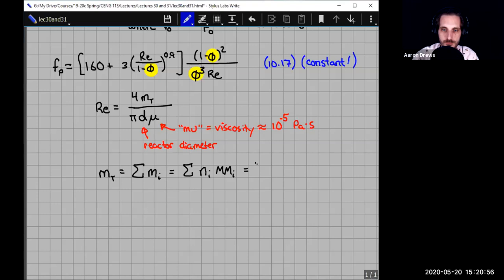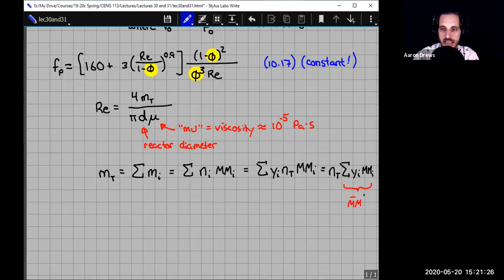And then the mass flow of any component I is equal to the mole fraction of I times the total moles times the molar mass of I. That NT is the same NT in all of those sums. So we can pull that out and get NT times the sum of yi times the molar mass of I. And this term is usually what we're accustomed to writing as the average molar mass of a flow, right?